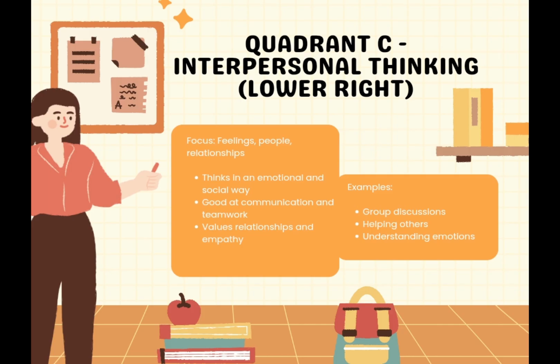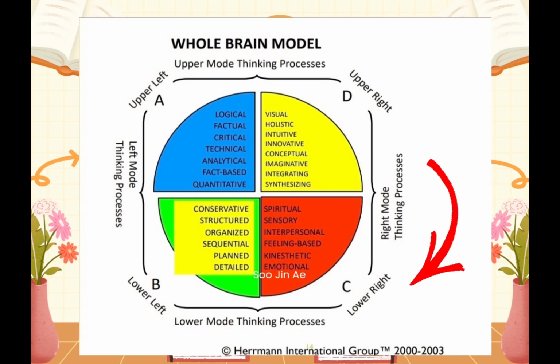Quadrant C, interpersonal thinking, on the lower right, focuses on feelings, people, relationships. Think in an emotional and social way, good at communication and teamwork, values relationships and empathy. For example, group discussion, helping others, and understanding emotions. Here is the whole brain model. It is the red one, the lower right.